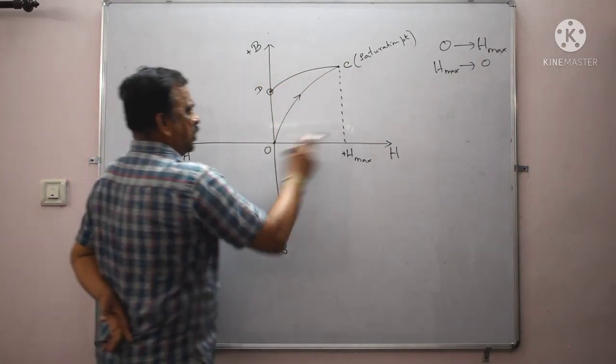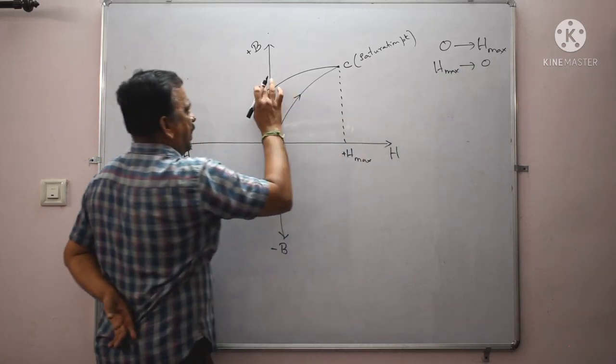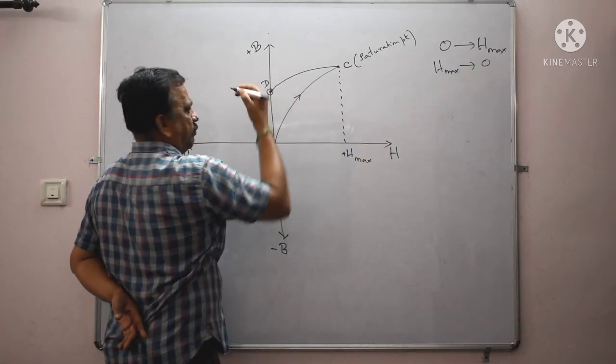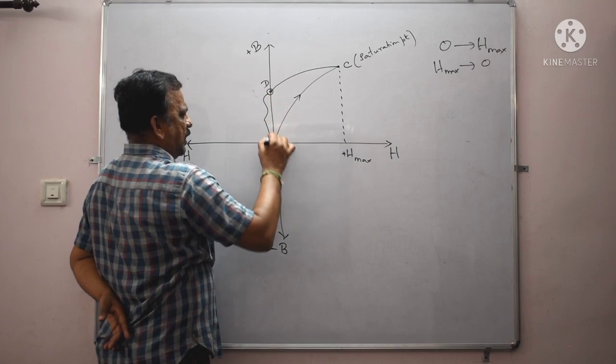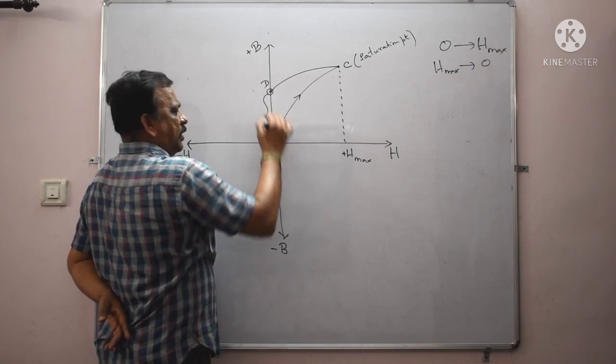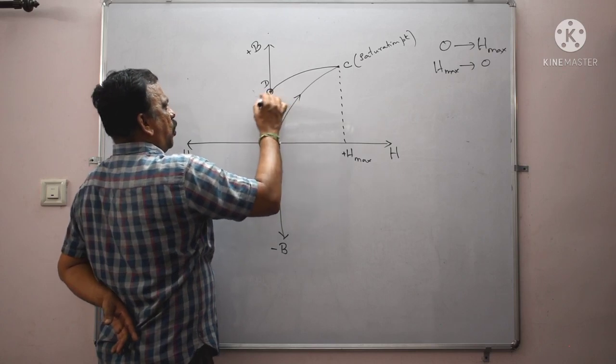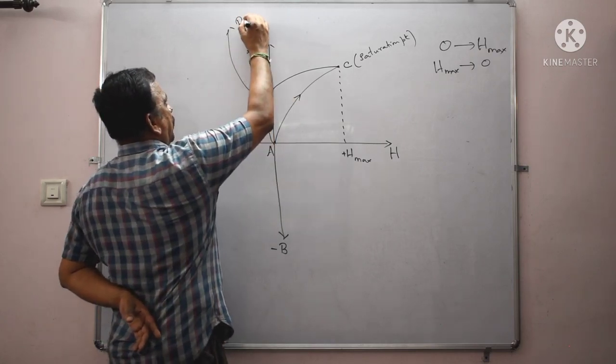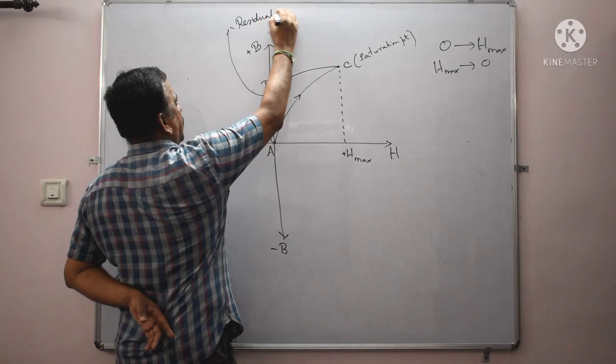So the magnetizing field is made 0. The magnetic field is retained for some time. So this value, let me take it as A here. Okay, right. So this value, I am going to call it residual magnetism, or in other words, remanence.